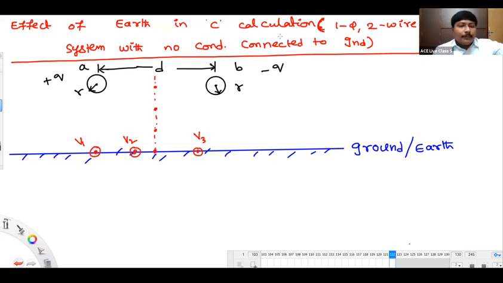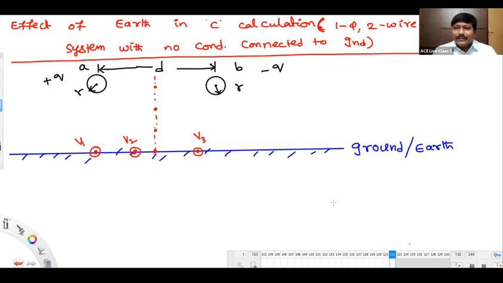All of you understood my point, what I'm saying? If I apply some voltage to a conducting body, then obviously voltage at all the places on that conducting body will be equal. That is one of the very basic statements of electromagnetic theory.